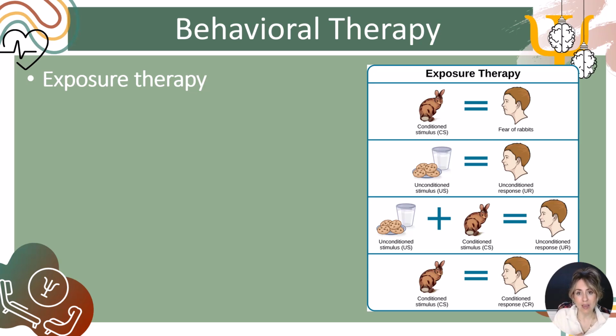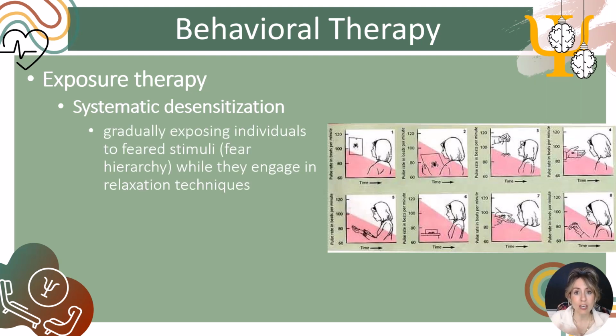They had him eat one of his favorite snacks and then showed him a rat. Over time, they found that he was learning to have a positive association with the rat because of the positive snack that was connected with it, right? So basically classical conditioning, but instead of learning a fear, you unlearn a fear. A very common use of exposure therapy is systematic desensitization, where they gradually expose somebody to whatever it is that they fear with that fear hierarchy.